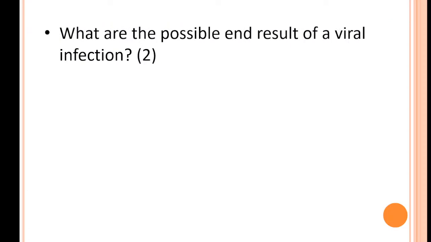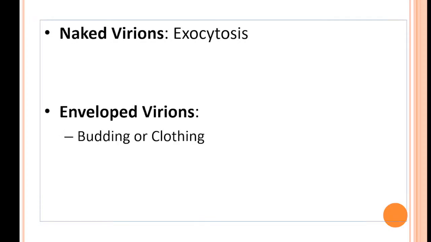Now let's talk about viral infection. What are the possible outcomes, or the possible end results, of viral infection? Of course, it will cause cellular death. That's what we talked about in the previous slide. Cell death is what happens in this particular case.